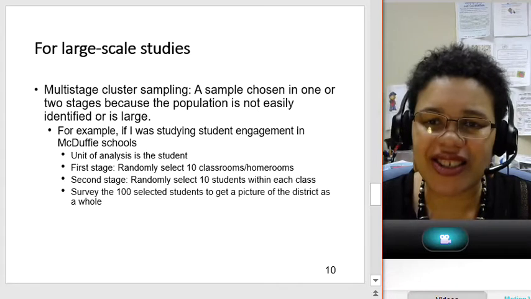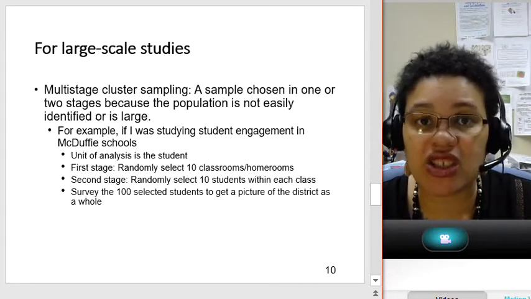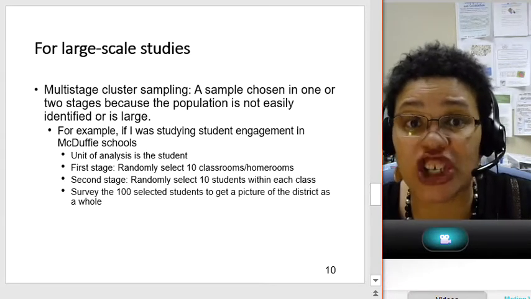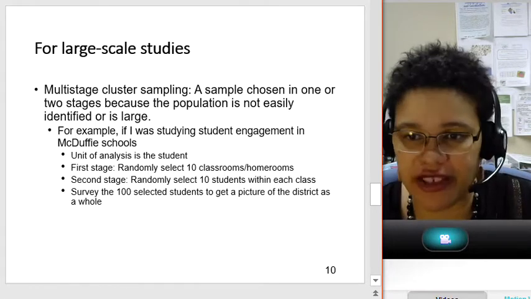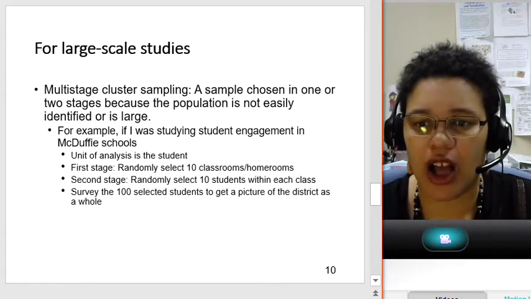For large scale studies, there's something called multi-stage cluster sampling. I just wanted you to see that term, just to know that it's another kind of sampling.